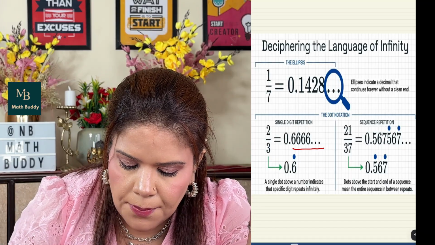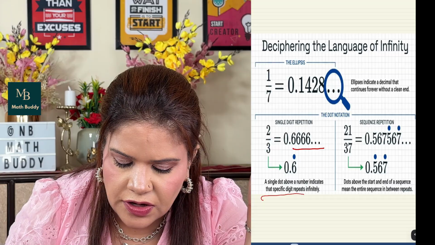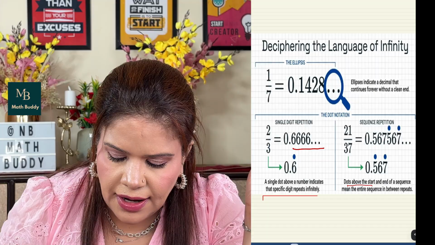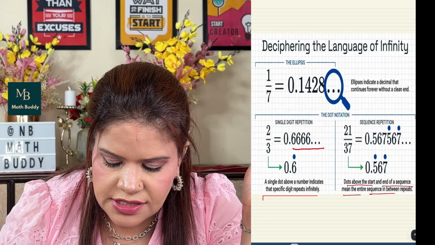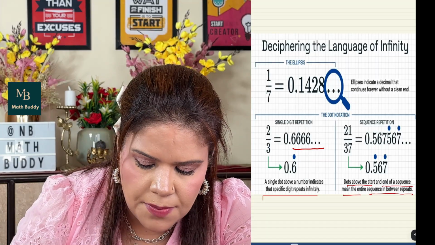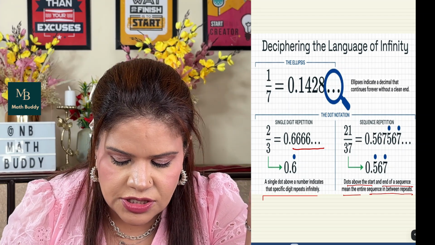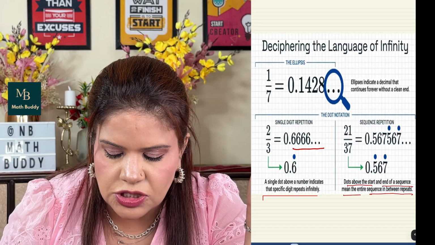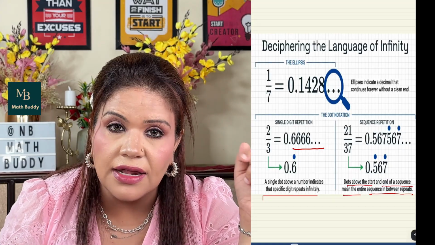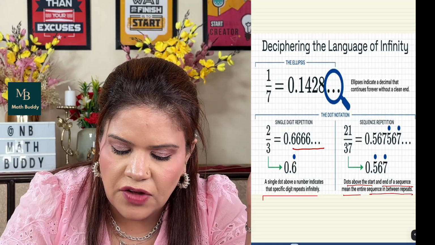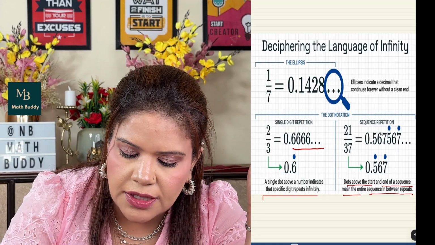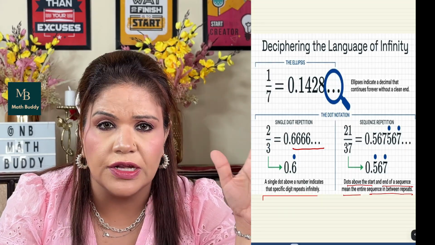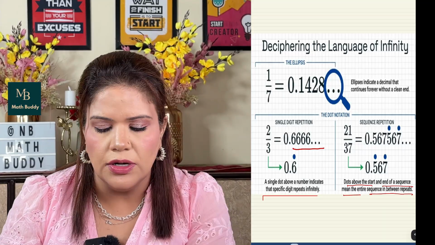A single dot above a number indicates the specific digit repeats infinitely. Dots above the start and end of a sequence mean the entire sequence is repeating. Here, 5 will come, 6 will come, and then 7 will come. So this is the sequence which is going to get repeated again and again. Here we wrote ellipses, and then we converted these ellipses by writing a dot over the number which goes till infinity. The same number will come if you keep on dividing.